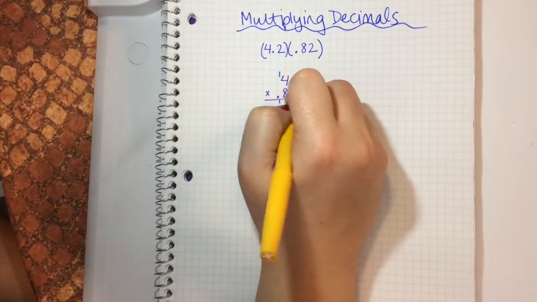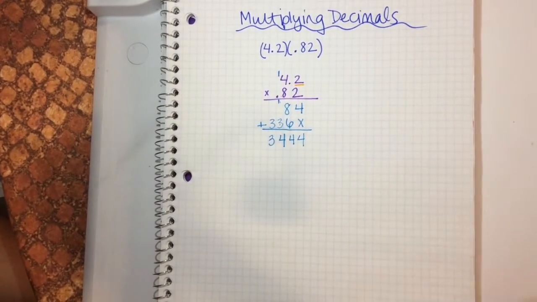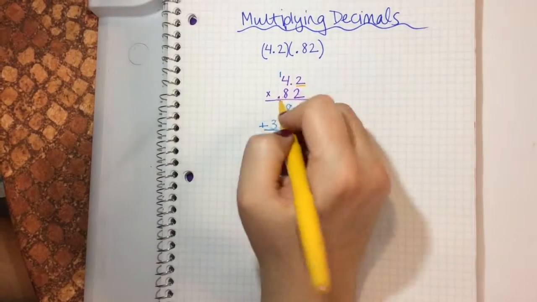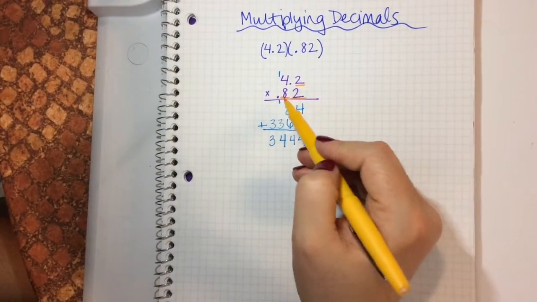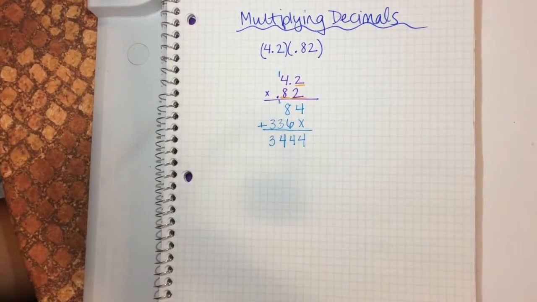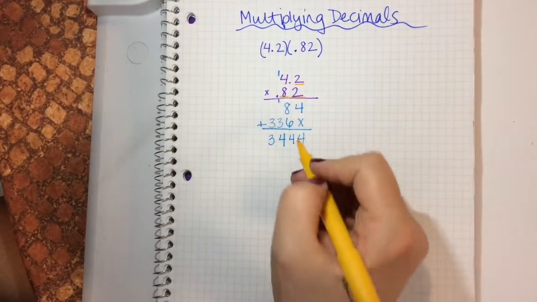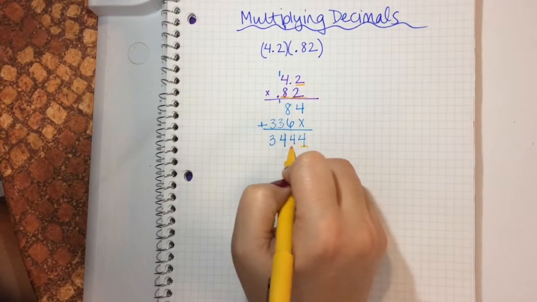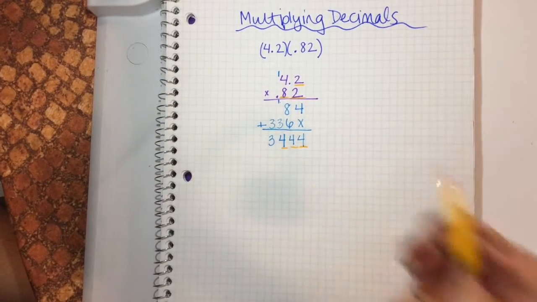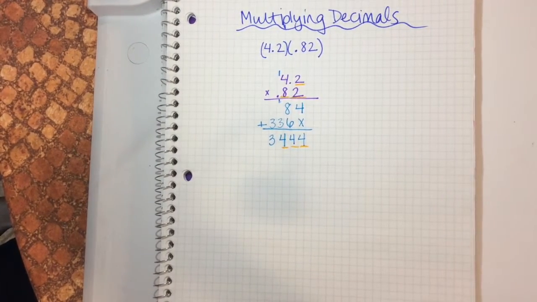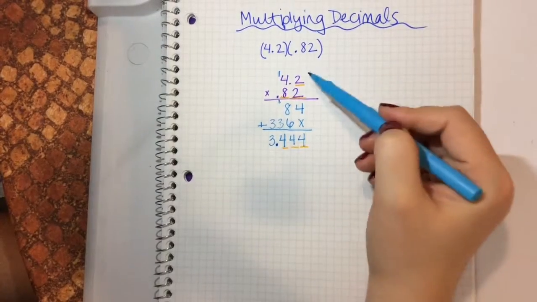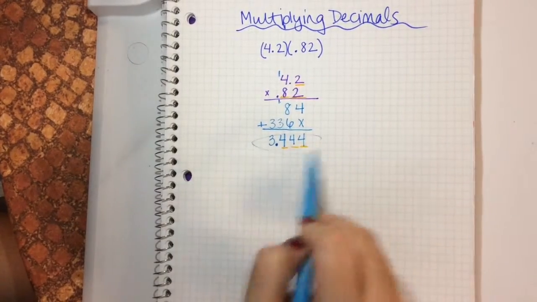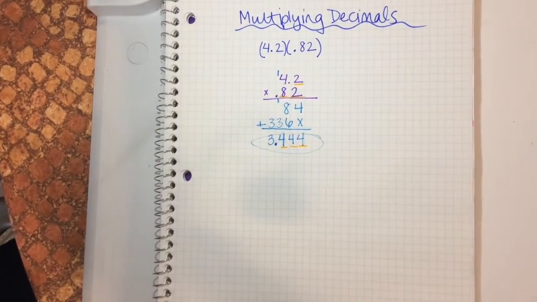So from 4.2, I've got the 0.2, so there's 1. Then 0.82, both of these are afterwards. So I've got 1, 2, 3 digits after the decimal in the original problem, which means I need 1, 2, 3 digits after the decimal in my answer. And my decimal place would go right there. So 4.2 times 0.82 is 3.444.